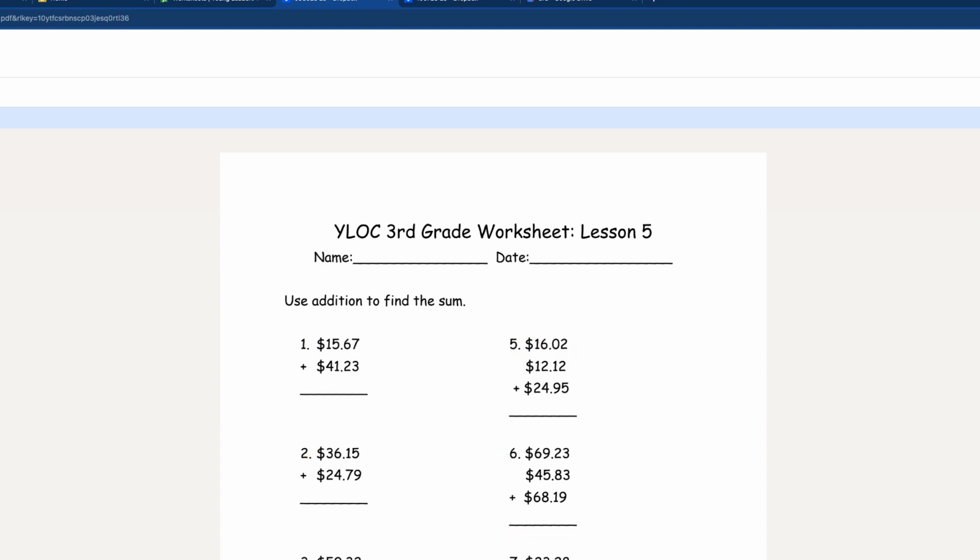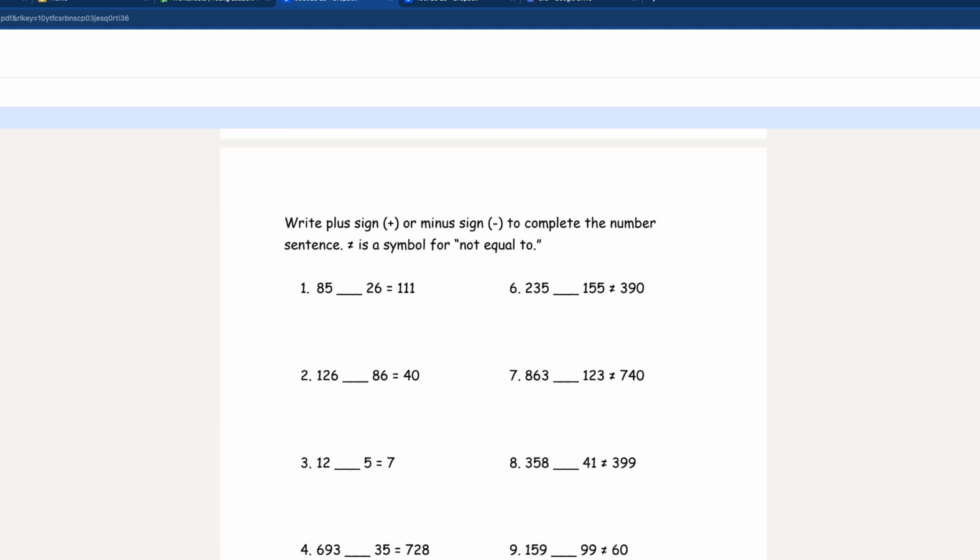All right, moving on. We're gonna do two of the equal sign equations and two of the not equal. So write plus sign or minus sign to complete the number sentence. Not equal is a symbol for not equal to. So one with the cross. So we have to guess, or not really guess. We can solve for which problem will equal 110 or 111.